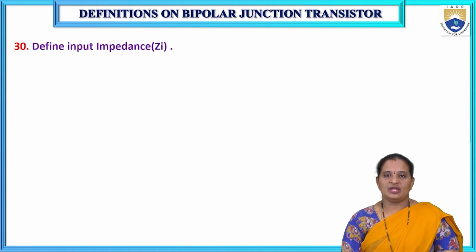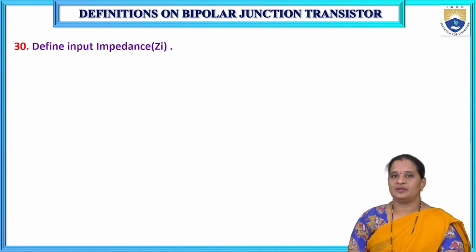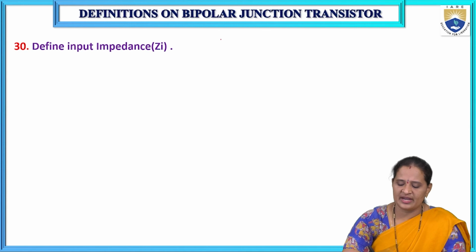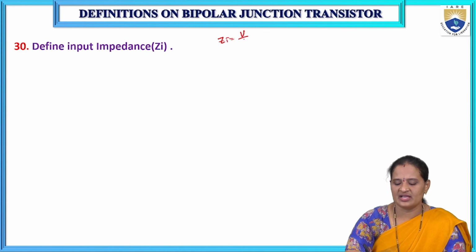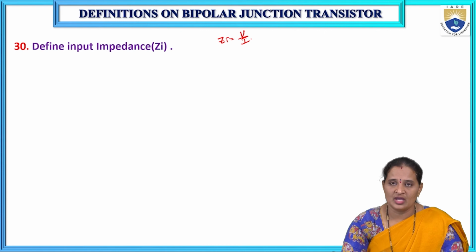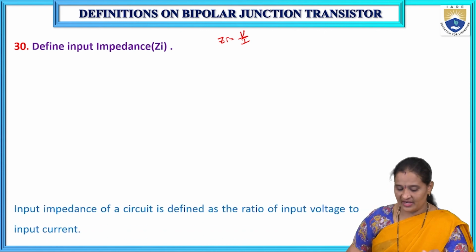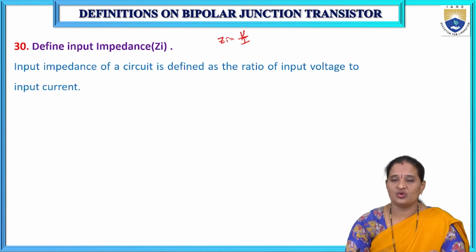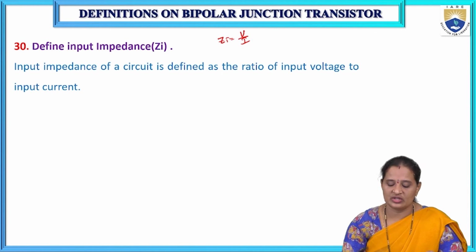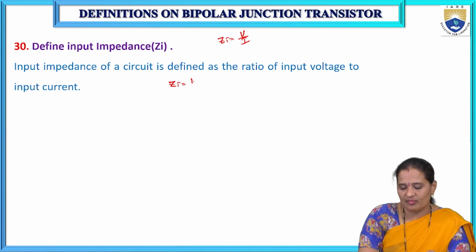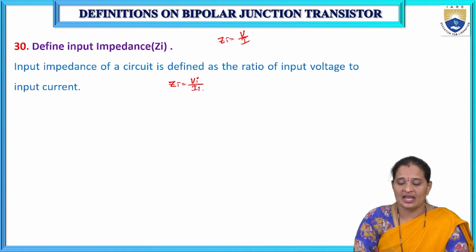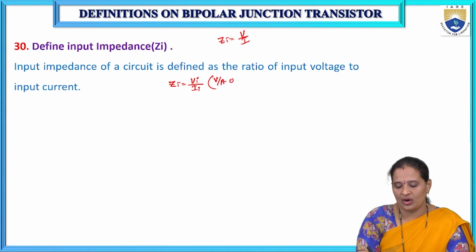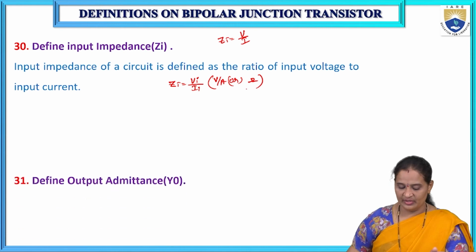Now coming to the input impedance, how can we define the input impedance? The impedance Zi is defined as a ratio of voltage to the current. So input impedance means it is defined as a ratio of input voltage to the input current. So that is Zi can be given by Vi divided by II, where Vi is the input voltage and II is the input current, and the units for this one are ohms per ampere, or else we can also measure this one as ohms. So this is input impedance.